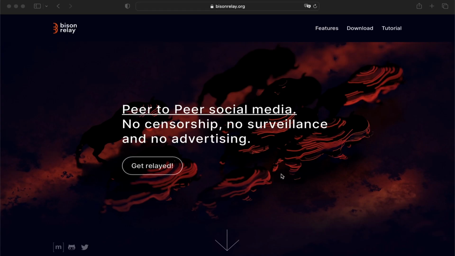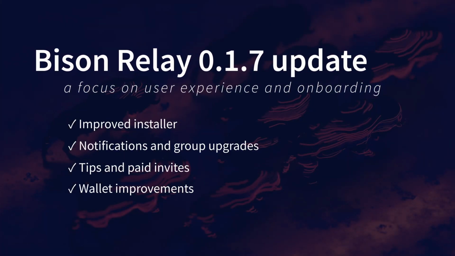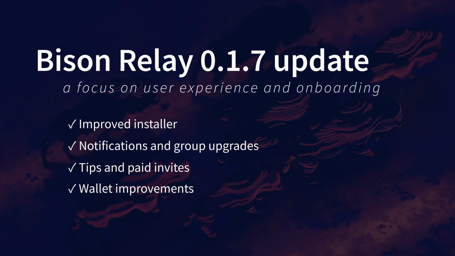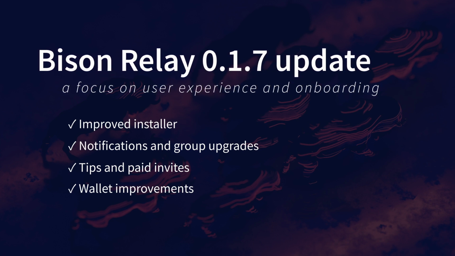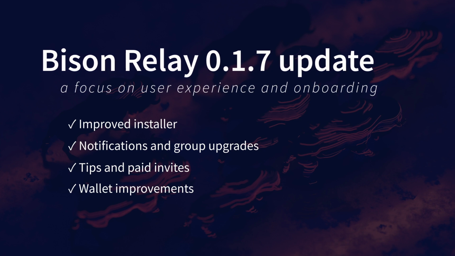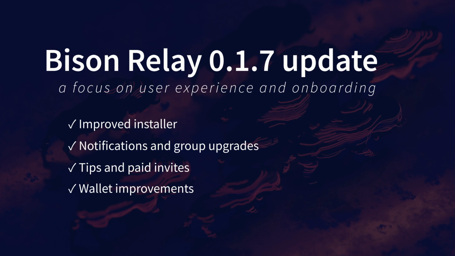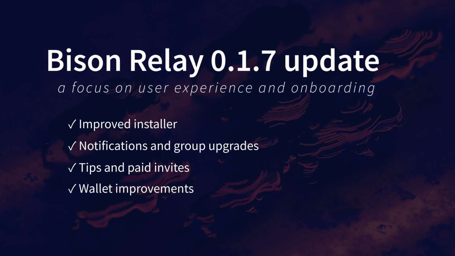At the beginning of May, Bison Relay version 0.1.7 was released with lots of new improvements. To start with, Bison Relay now has verified installation packages to help with the initial setup. The macOS DMG version lets you install and start Bison Relay from the Launchpad or application folder.